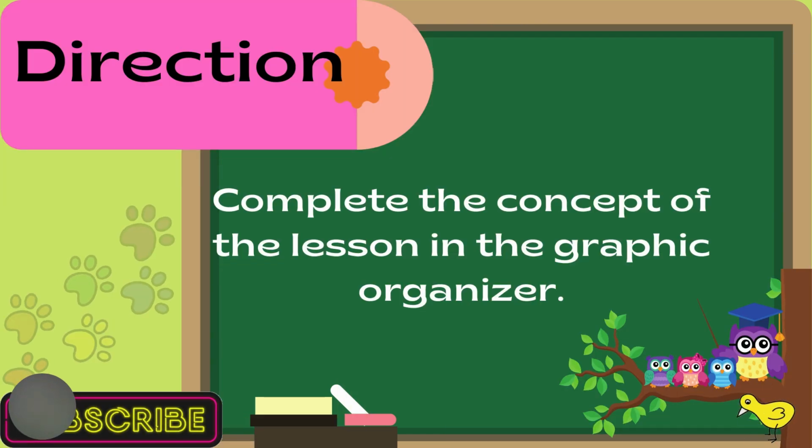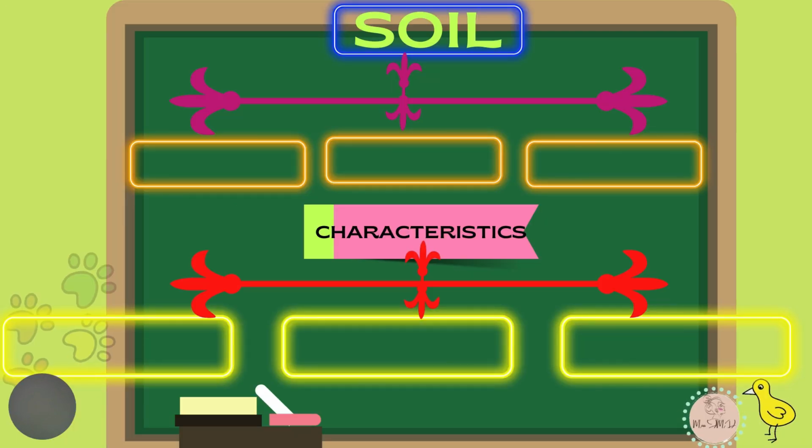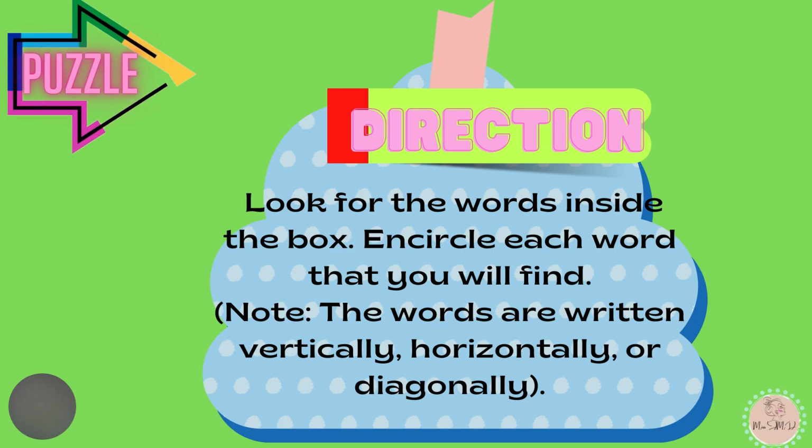Next activity. Direction: Complete the concept of the lesson in the graphic organizer. Another activity. Look for the words inside the box and circle each word that you will find. Note, the words are written vertically, horizontally, or diagonally.